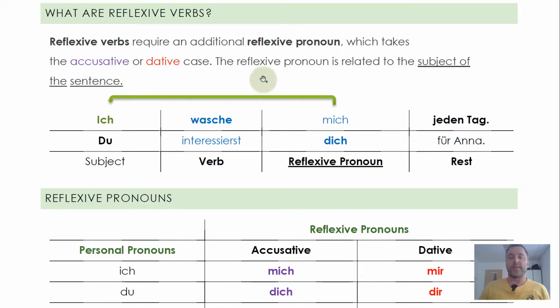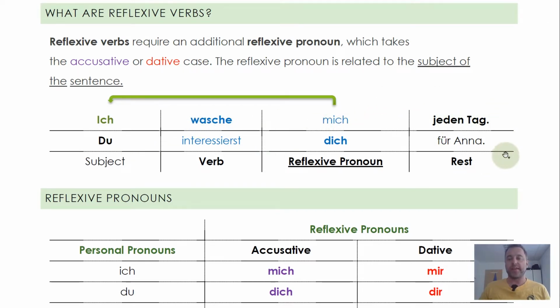So the reflexive verbs have a pronoun that's always related to the subject of the sentence. That means that the subject of the sentence, so the person or the thing we are talking about, is the same as the person or the thing we're talking to, or the one that we're using for the action. So that's one and the same thing, and that's reflexive. So it's referring back to the subject. For example, ich wasche mich jeden Tag, so I wash myself every day.